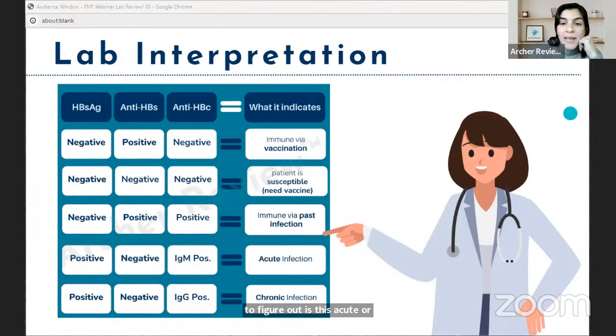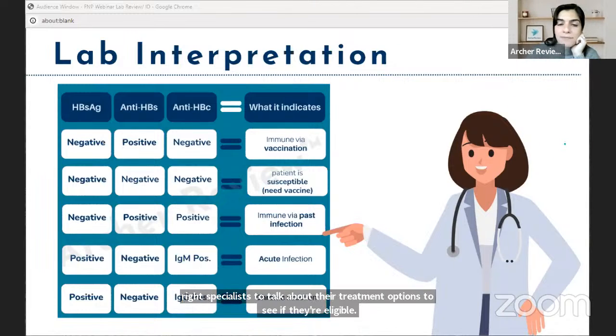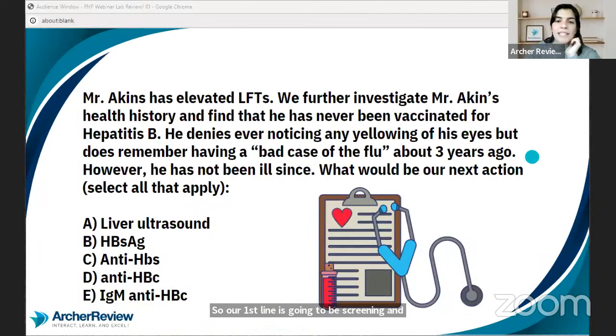So again, at the PCP level, our job is to screen, vaccinate, and get those patients who may have chronic Hep B to the right specialist to talk about their treatment options and see if they're eligible. Our first line is screening and prevention. So let's go over a couple of case studies before we open it up to Q&A. You guys have been super patient, so I really appreciate that. It was a lot of dense material to get through.